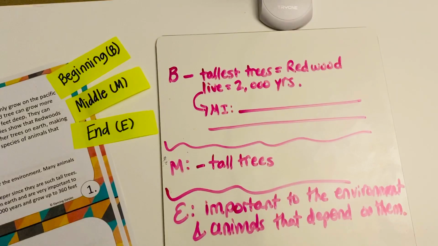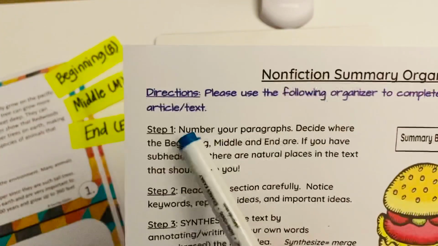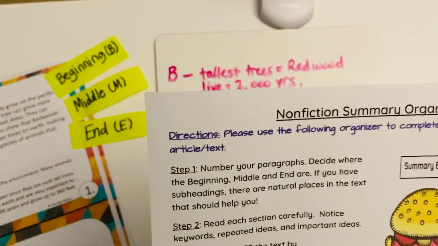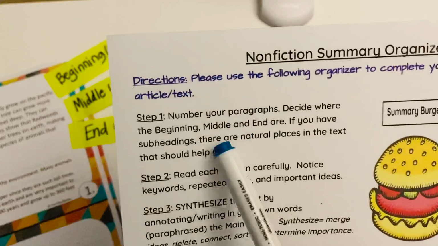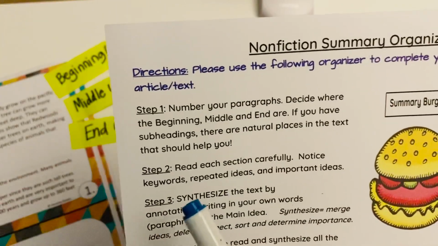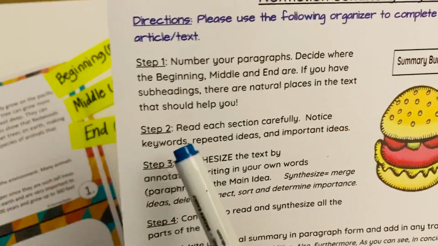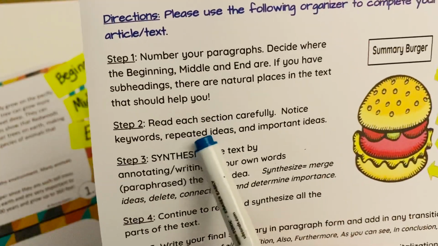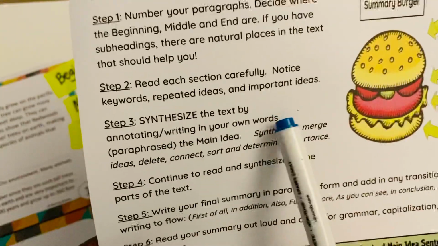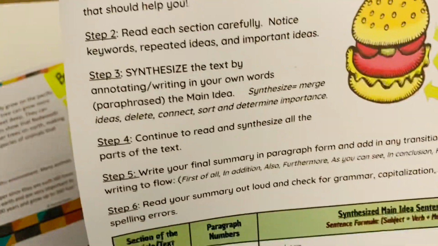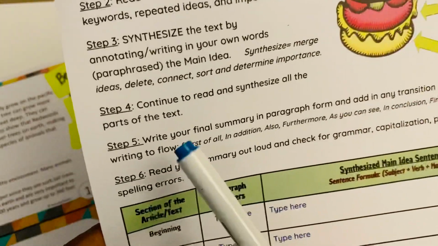Okay, so when we're talking about the steps to doing a summary, first we've got to number our paragraphs. This is a short task card, so I probably don't need to do that. We did decide where our beginning, middle, and end are. We didn't see any subheadings, so we're going to skip that. Step 2 is reading each section, noticing keywords. We did that. Step 3 was synthesizing the text by annotating. We did that. Step 4 is continuing to read and synthesize all parts. We did that because it's a short task card.